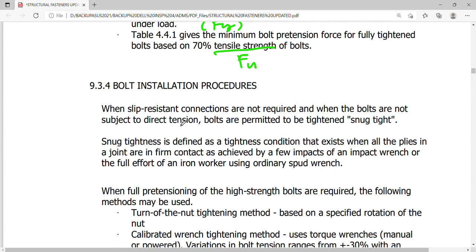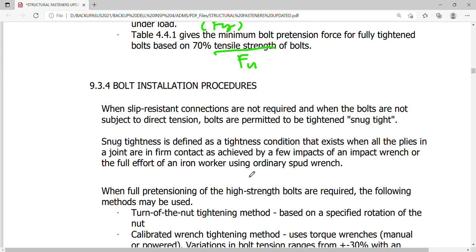But if slip critical connections are not required, you are permitted to simply put the bolt into a snug tight condition. And snug tightness is defined simply as the tightness upon which there exists a condition when all the plies in the joint are in firm contact, as achieved by a few impacts of an impact wrench. Okay, so if you have an impact drill or an impact wrench, you can make sure that your bolt is snug tight if you use such a device, no? Just like when you are tightening the bolt of a car, so it must be snug tight.